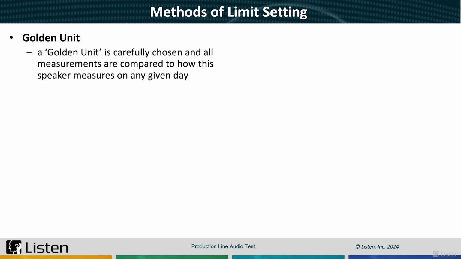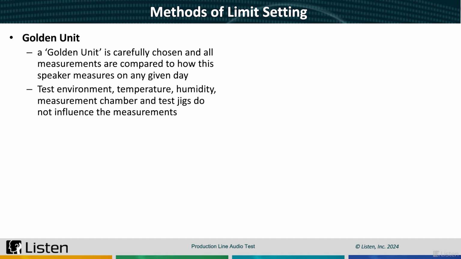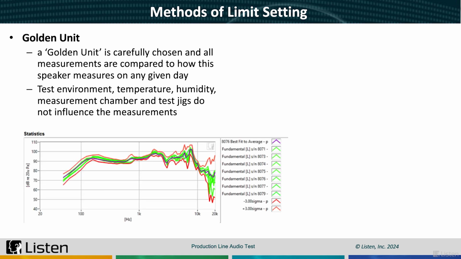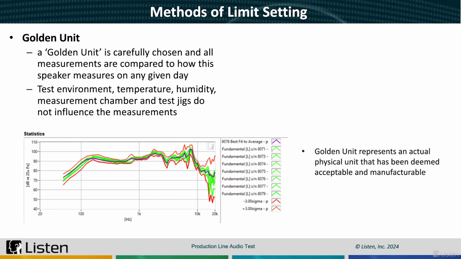When you measure to a reference standard, a golden unit is selected, and all measurements are compared to how the speaker measures on any given day. This means that the test environment, temperature, humidity, measurement chamber, and test jigs have no influence on measurements since they are all relative to the reference standard. Golden samples must be carefully chosen. Often it's the best fit to mean from a batch of good units.